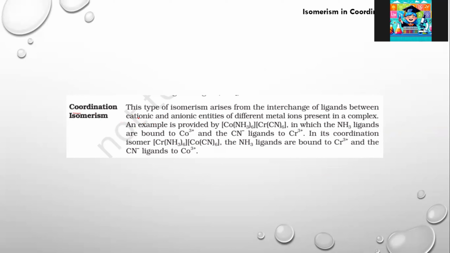That means ligand interchange is happening. This occurs in complexes where both the cationic as well as the anionic part is a coordination entity. Consider this example. Here, the Co(NH3)6 is the cationic part and the chromium part is the anionic part, in which 6 NH3 ligands are bound to cobalt 3 plus and 6 CN minus ligands are bound to Cr 3 plus.